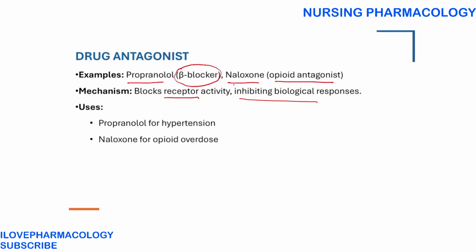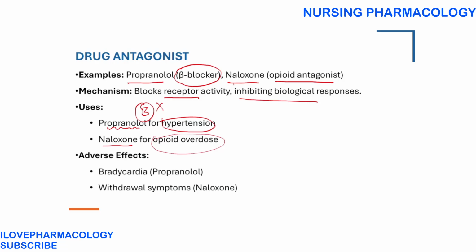As you know, propranolol inhibits the beta activity, thereby it can be used in case of hypertension. Naloxone is an opioid receptor antagonist. It is used to overcome opioid overdose or opioid toxicity.